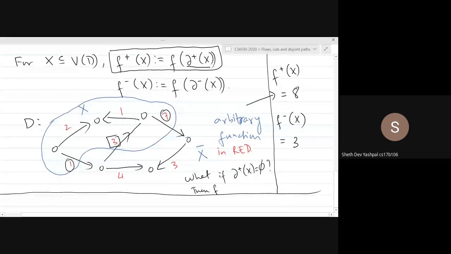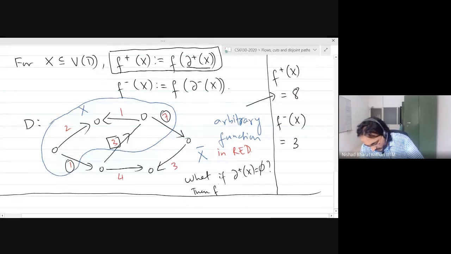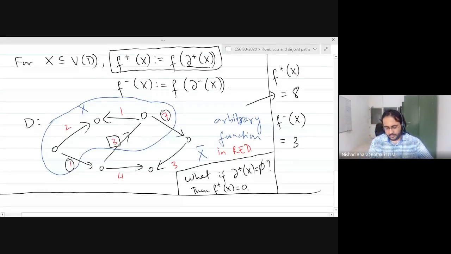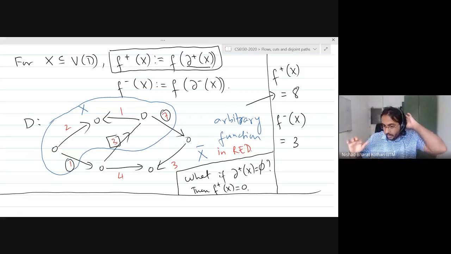Zero. Exactly. Then f plus of x would be 0, right? Of course, that is not the example I drew, but just to give you an idea. Okay, good. So we have defined a bunch of things today.